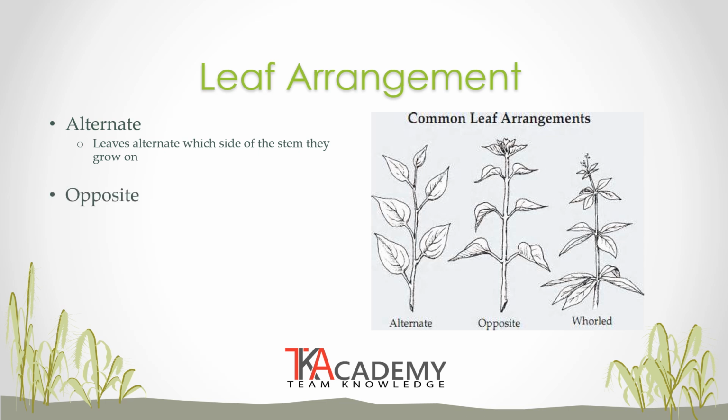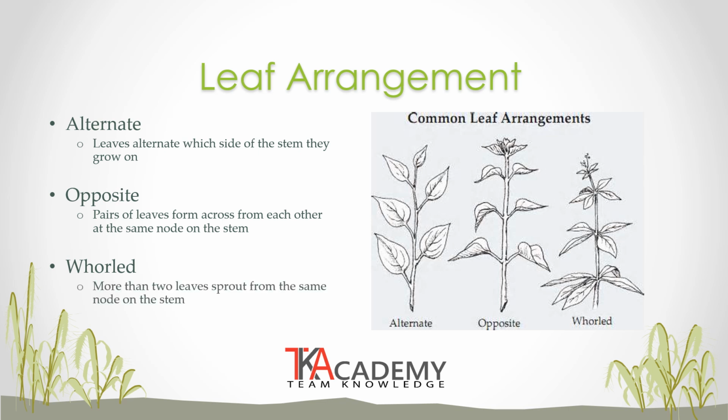Opposite leaf arrangement means that the plant has 2 leaves per node, growing in pairs directly opposite from each other. The leaves of ashes, buckeyes, and elders exhibit opposite leaf arrangements. When plants have whorled leaves, this means that 3 or more leaves grow from a single node. Southern catalpa is one example of a tree with whorled leaf arrangement.